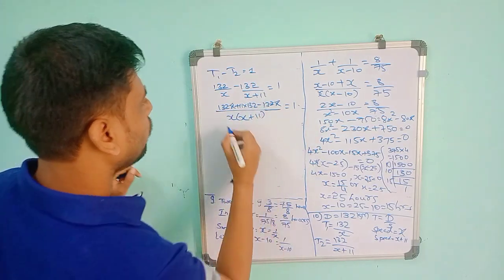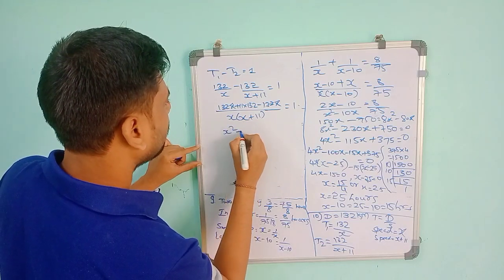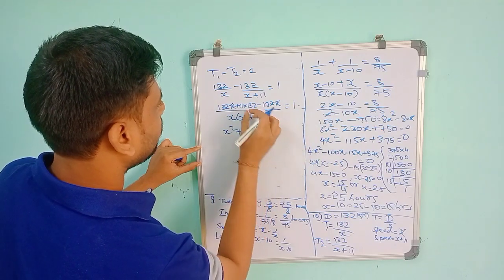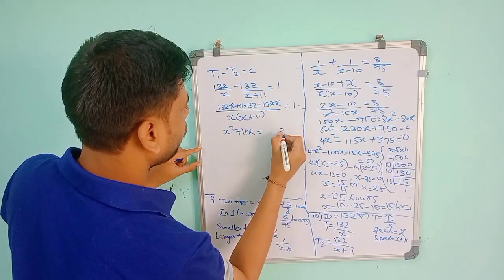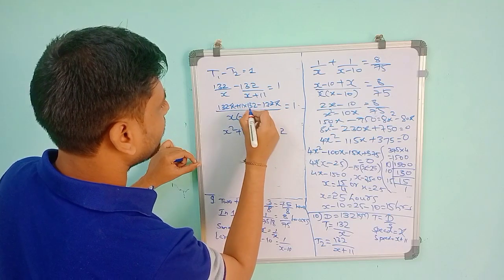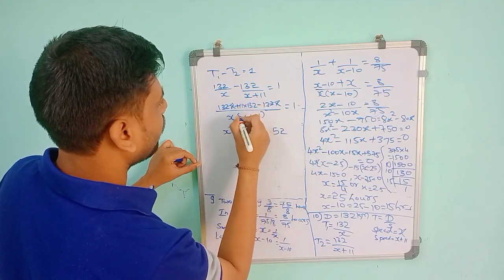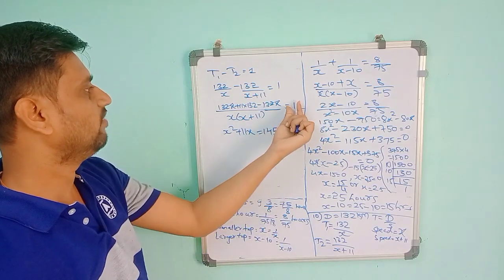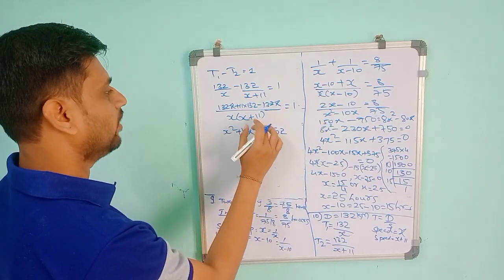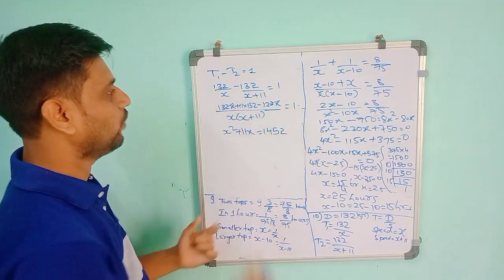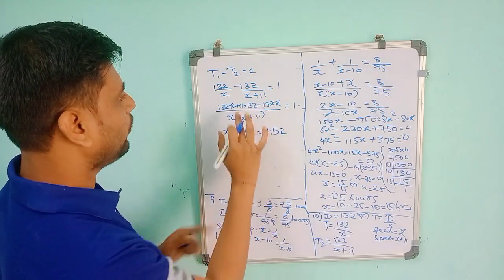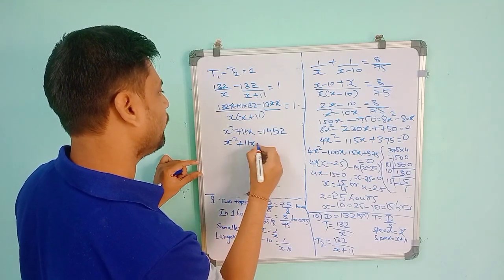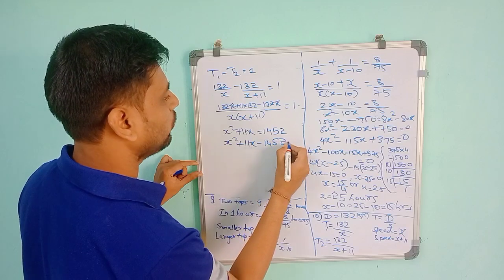Downside, x square plus 11x is equal to this. This side it will become 11 into 132. So 11 2s are 22, 11 3s are 33 plus 2, 35, 11 1s are 11, 14, 1452. So x square plus 11x, cross multiplication, 1 is there, so take the direct value x square plus 11x. Here cancel the 132x and minus 132x. Then 11 into 132 is 1452. So if you take this side, it will become x square plus 11x minus 1452 is equal to 0.